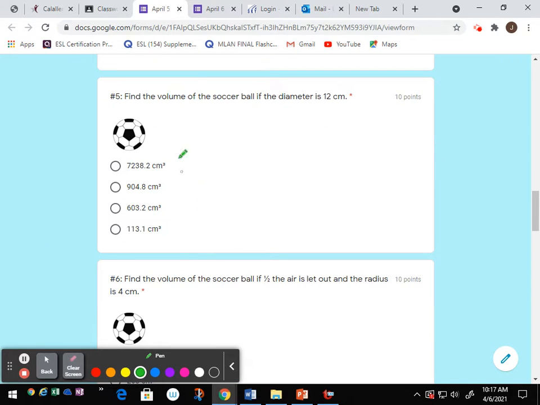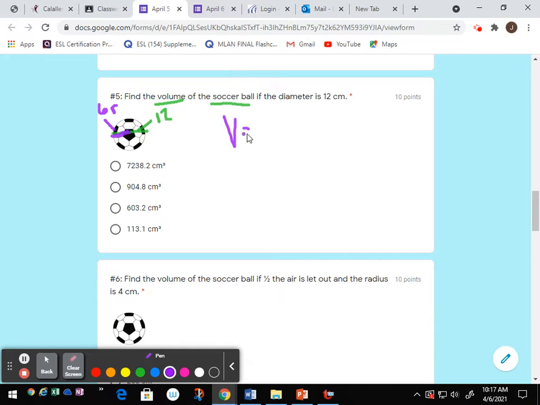All right, we're going to skip down to question number 5. Question 5 says, find the volume of the soccer ball if the diameter is 12. Okay, so we want the volume of the soccer ball and the diameter is 12. So if it goes from side to side is 12, we know half of 12 is 6. So 6 is our radius, okay?